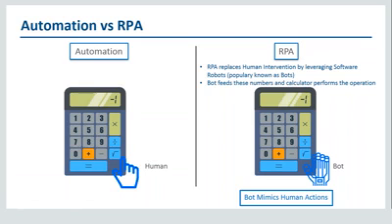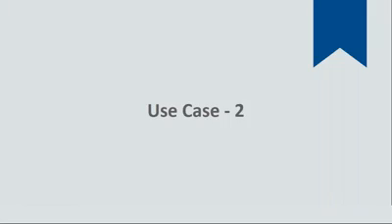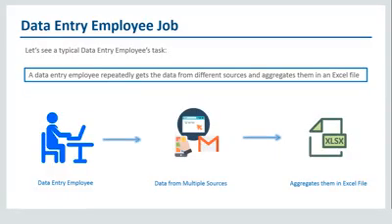So RPA replaces human intervention by leveraging software robots, popularly known as bots, and bots feed these numbers inside the calculator and perform the operation. All right. So this is the difference: RPA mimics human action, and automation is the process of inventing a new technology to automate your tasks. All right. Now let's take one more example to solidify our thinking about RPA and automation.